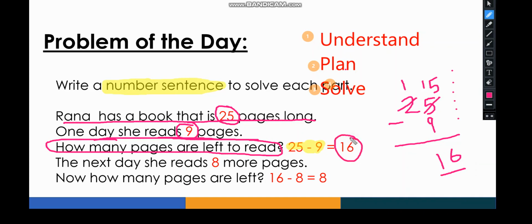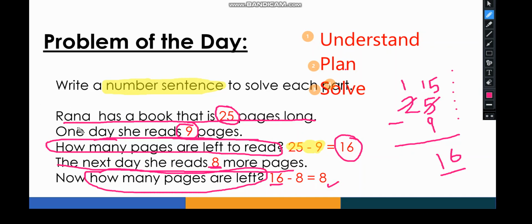So this is solve. I check my answer. Correct. The next day she reads 8 more pages. Okay, so I know this one. How many pages left? What is the big number? Yes, 16. So I will say 16 minus 8, the one she read today or next day. So 16 minus 8 equals what? Equals 8. You got it?